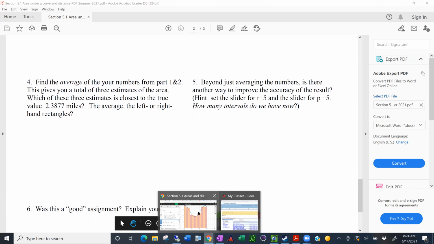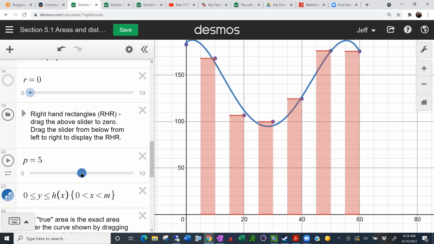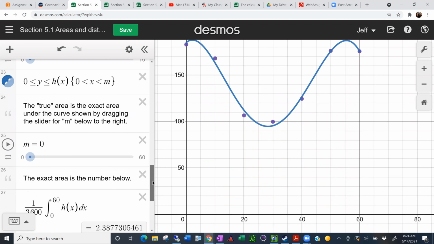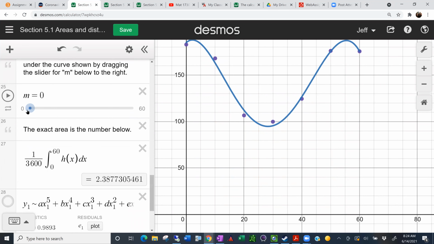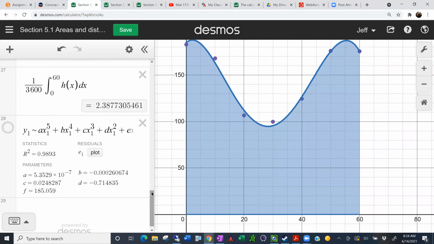Well, let's go back to this right here. Let me dial these down to 0. For what I consider the real answer, you can go down to this slider right here and keep an eye on things. If you zoom out or run the slider through all 60 seconds, we'll get an estimate of about 2.3877. So that's our estimate of the true answer.